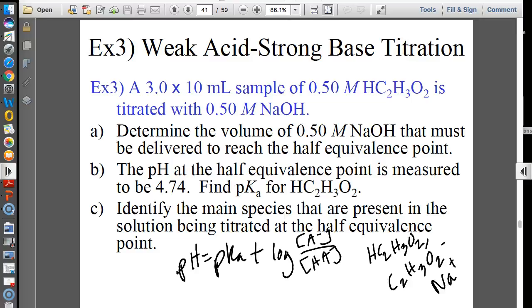If I'm titrating with an acid, all the hydrogens from the acid will be used. So you're not going to have any hydroxides, because all the hydroxides came in and took this hydrogen and made water.